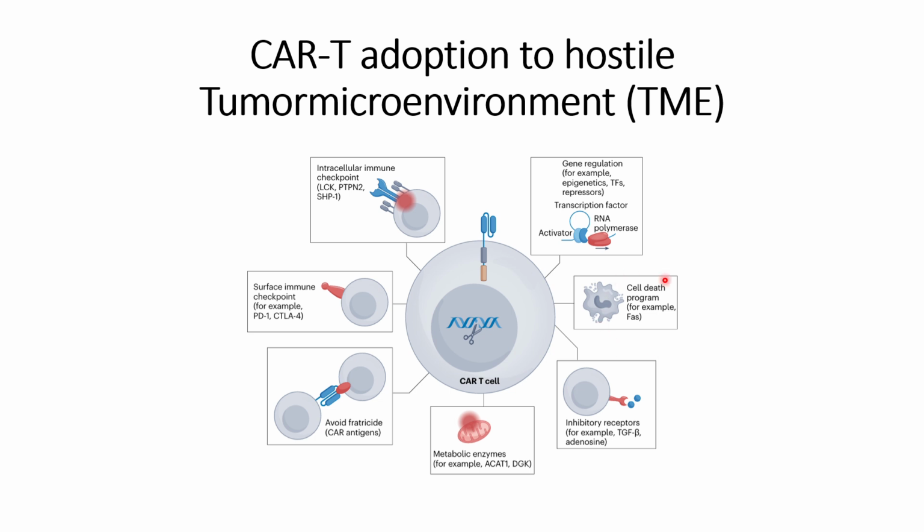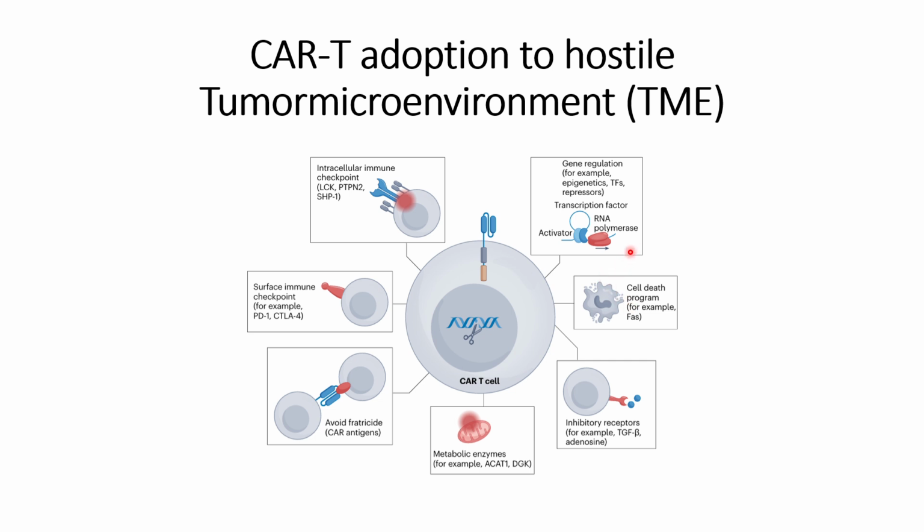And the dead cell program. One of the common ways the tumor microenvironment behaves is by triggering cell death in the immune cells by interacting with the death receptors of the immune cells, for example, the Fas receptors. So if these Fas receptors can be knocked down, then the tumor microenvironment will not be able to trigger cell death using the Fas receptors.